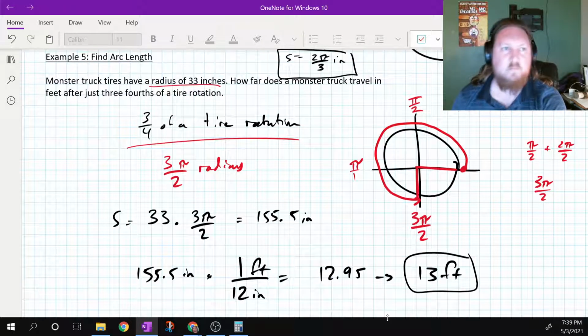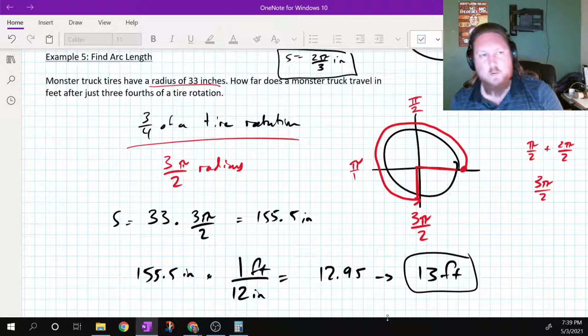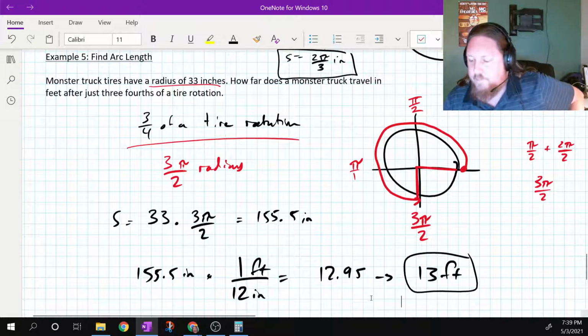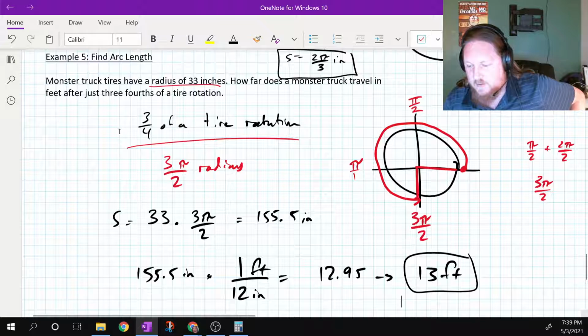Pretty impressive. That's why people like monster trucks. Big old tires, they move very far, but you know, if you go slow, you can climb over the top of another car. It's fun, monster trucks.